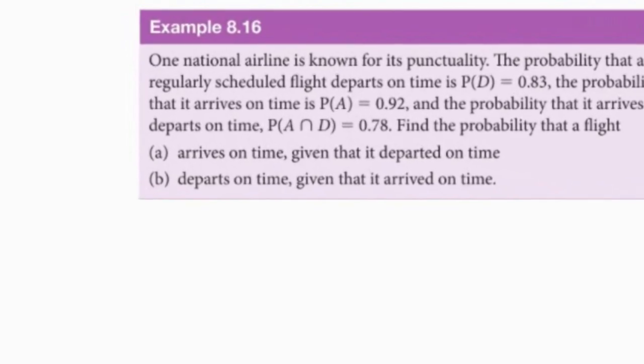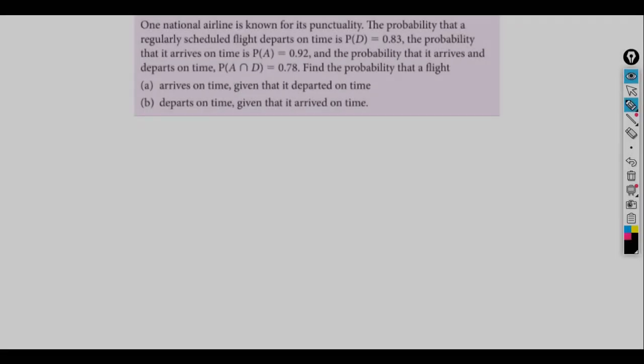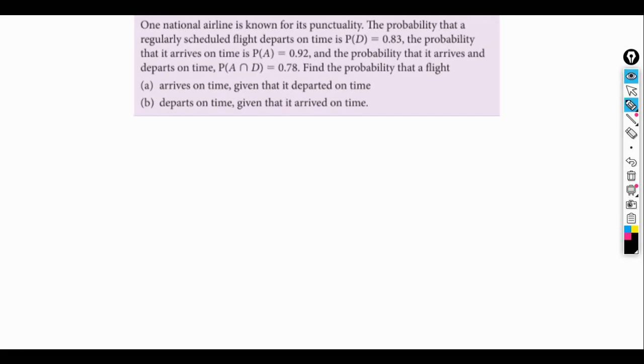Next, we're going to do example 8.16. And it says, one national airline is known for its punctuality. The probability that a regularly scheduled flight departs on time is 0.83. The probability that it arrives on time is 0.92. And the probability that it arrives and departs on time is 0.78. Find the probability that a flight, A, arrives on time given that it departed on time.